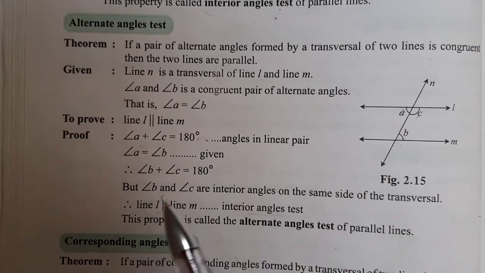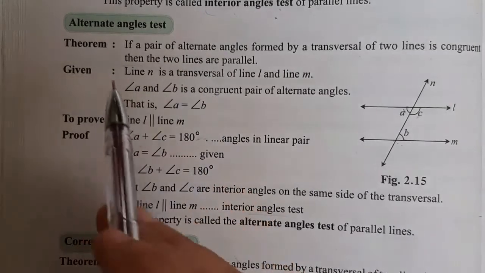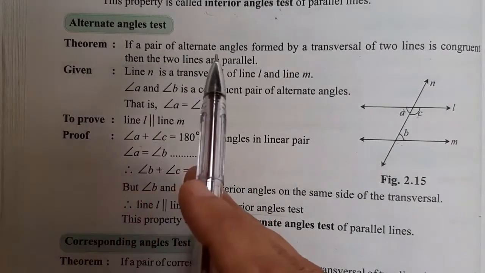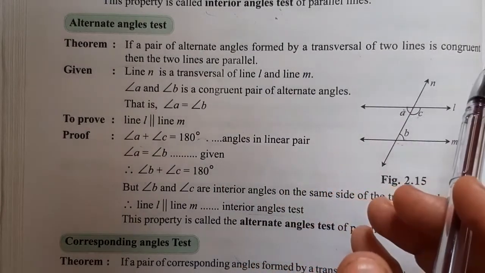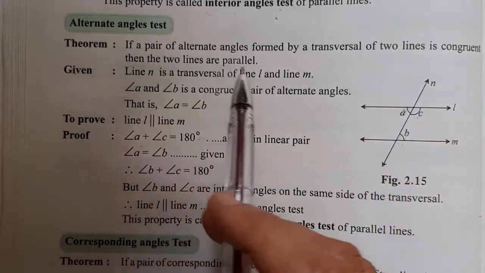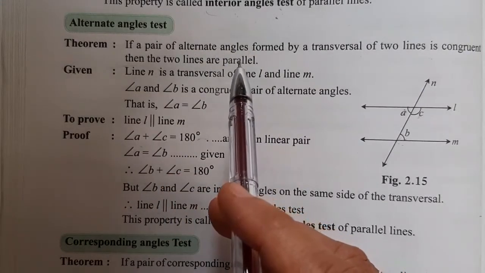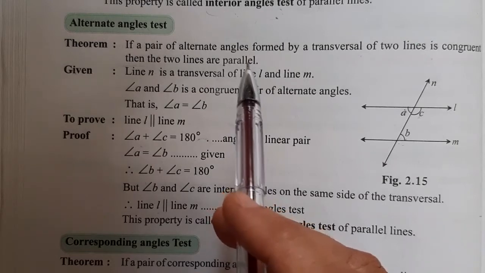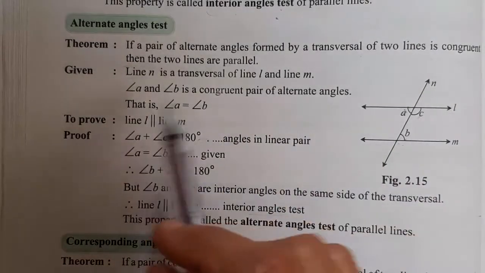Now I will explain the next test, that is the alternate angle test. Now see the theorem. If a pair of alternate angles formed by a transversal of two lines is congruent, then the two lines are parallel. If a pair of alternate angles formed by the two lines is congruent, then these two lines are parallel to each other. Now look at the diagram.